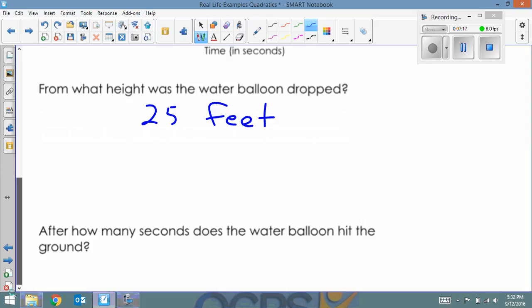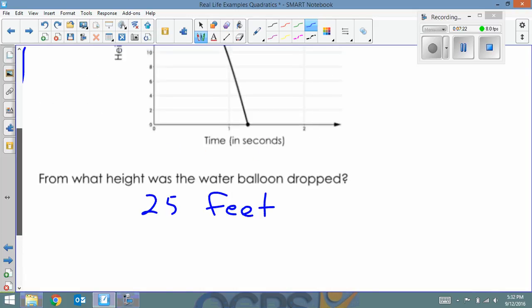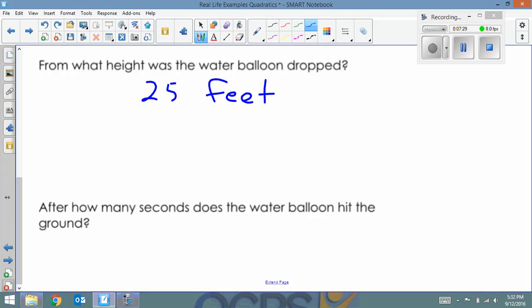And then it asks, after how many seconds does the water balloon hit the ground? So let's look at when it hits the ground. And it's about 1 1/4. So that's what we're going to say. We're going to say it's about 1.25 seconds.